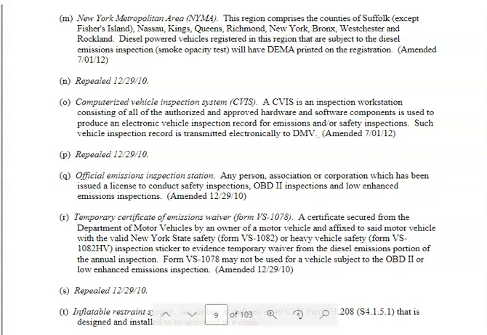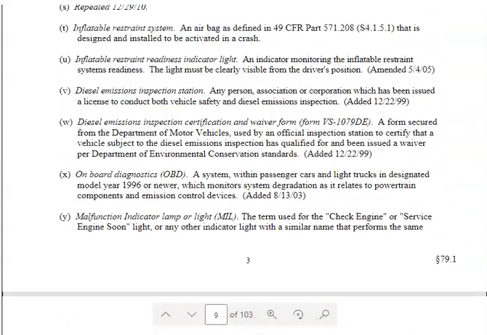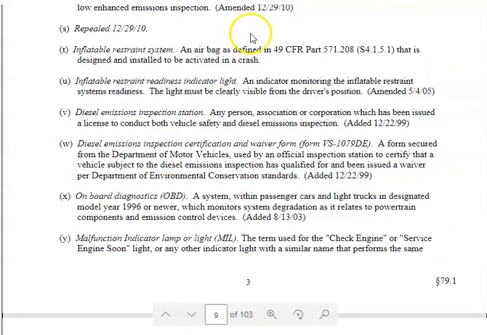All right, letter T. Scroll down. Oops, I went a little bit too far. Sorry about that. Letter T is the inflatable restraint system, otherwise known as the airbag system. The inflatable restraint readiness indicator lamp is the airbag light.